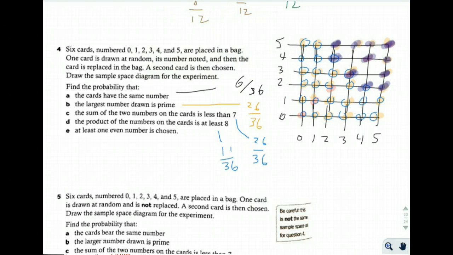At least one even number is chosen. So that would be, and I don't know if they would consider 0 an even number. If they do, then it would be all these. So it would be this row, this row, this row, this row, this row, and this row. So let's see, 1, 2, 3, up to 27.